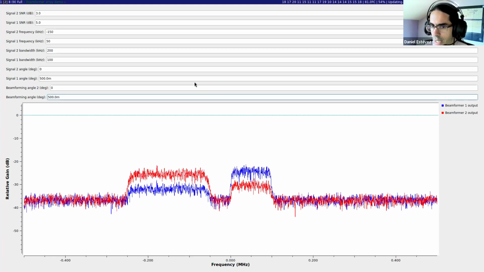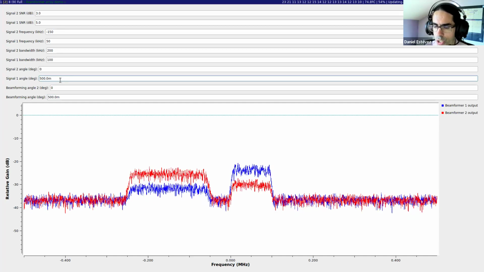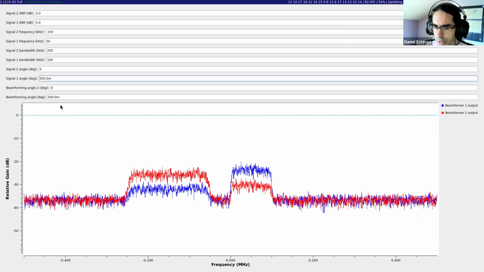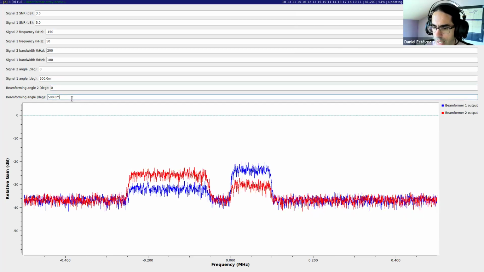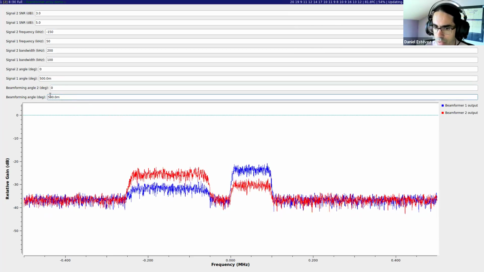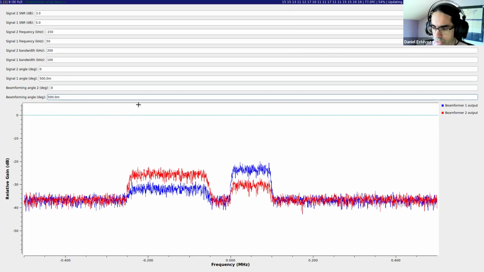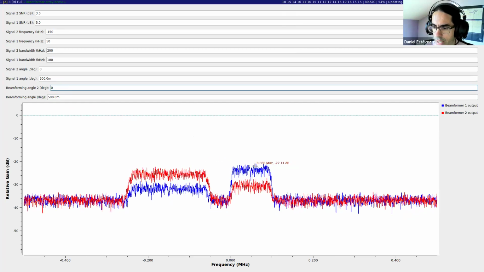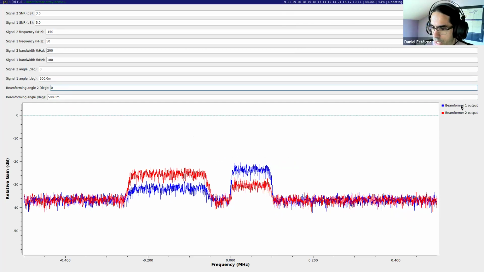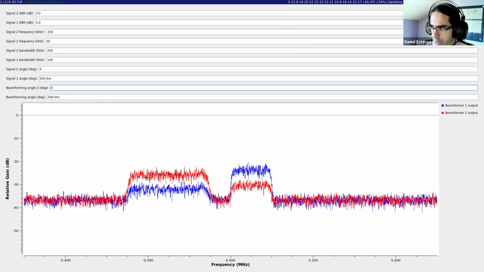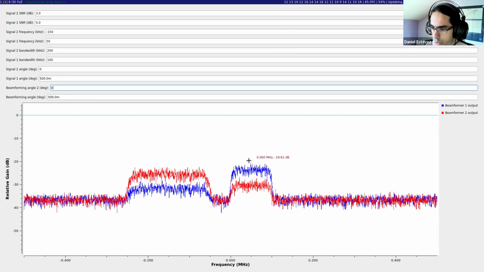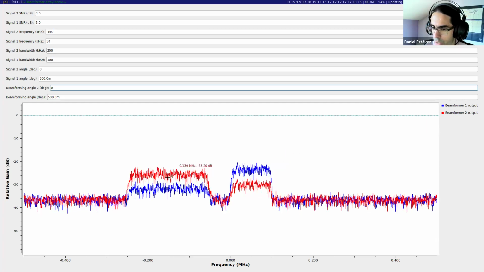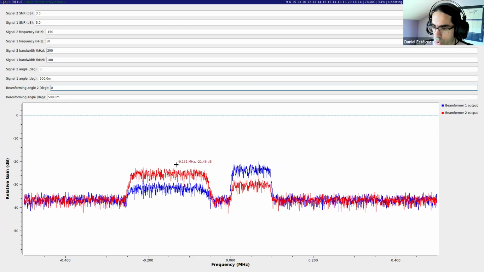So the point is, now I have two sources on different parts of the sky. One is at 0.5 degrees, the other one is at 0 degrees. And by using two beamformers, one of them pointing to 0.5 degrees, the other one pointing to 0 degrees, we can separate the two signals. You can see that here beamformer 1 output is stronger on the first source, whereas beamformer 2 output is stronger on the second source.